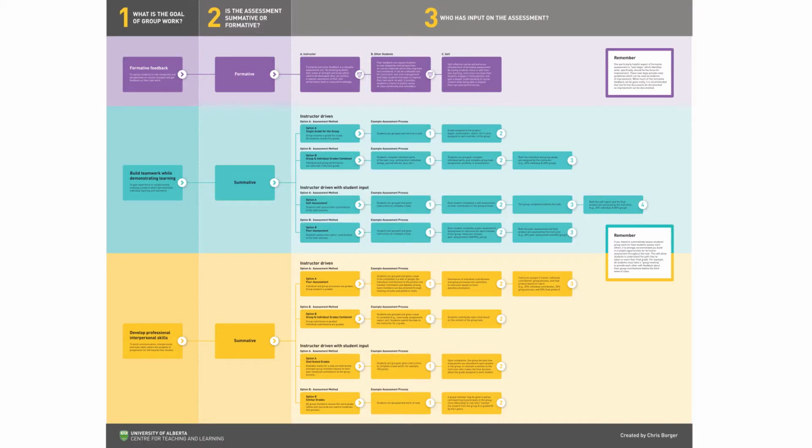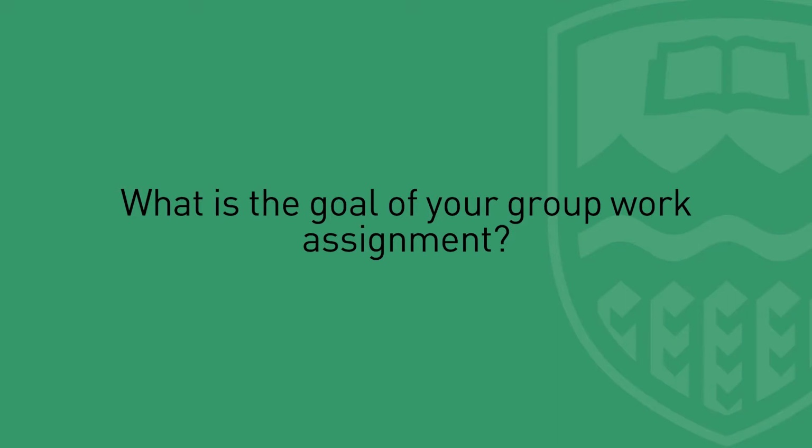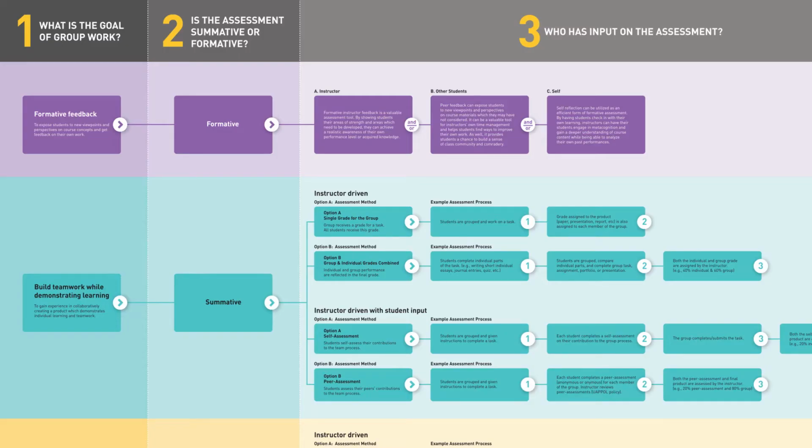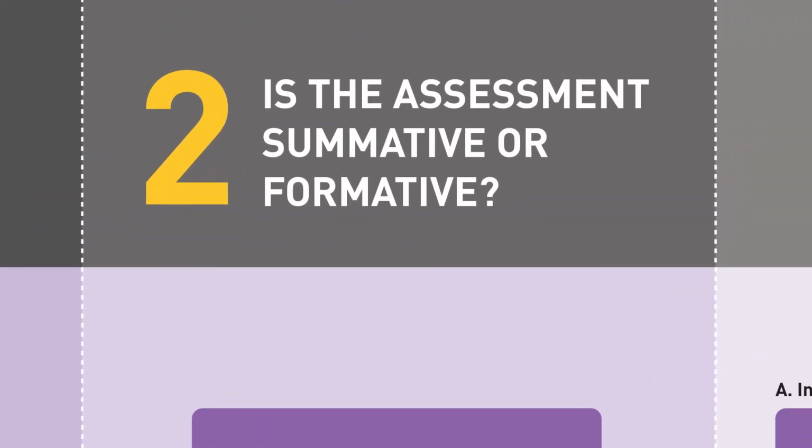There can be many different positive outcomes of group work, but the intended purpose of the group work dictates which form of assessment will be appropriate. We will be covering 3 possible examples which show some common group assessment scenarios. All of these examples are driven through the flowchart by their intended learning outcomes. So, what is the goal of your group work assignment? Example 1. Formative feedback. To expose students to new viewpoints and perspectives on course concepts and get feedback on their own work. The next question that must be considered is, will the assessment be summative or formative?